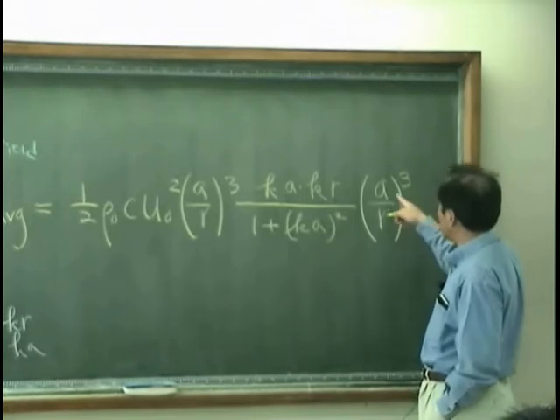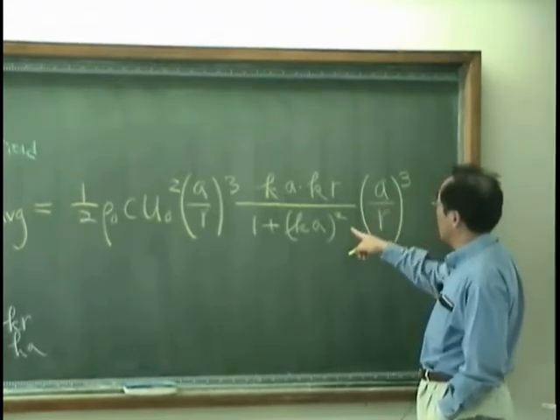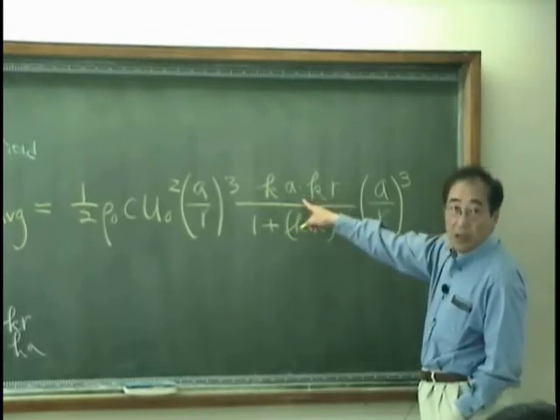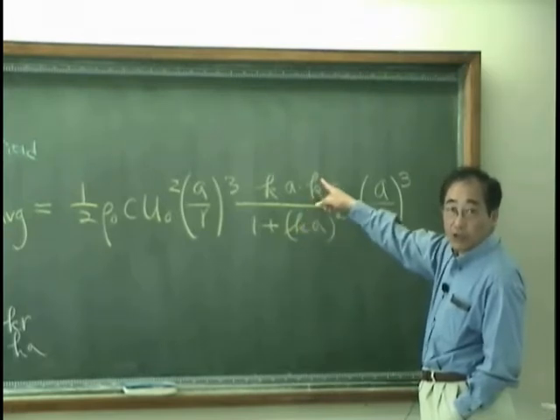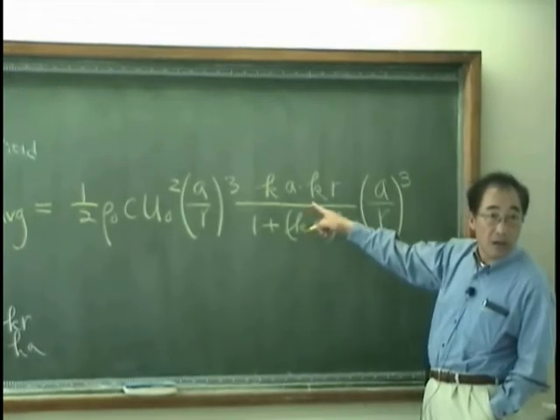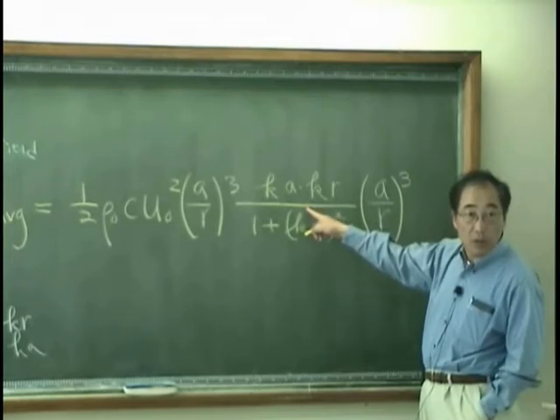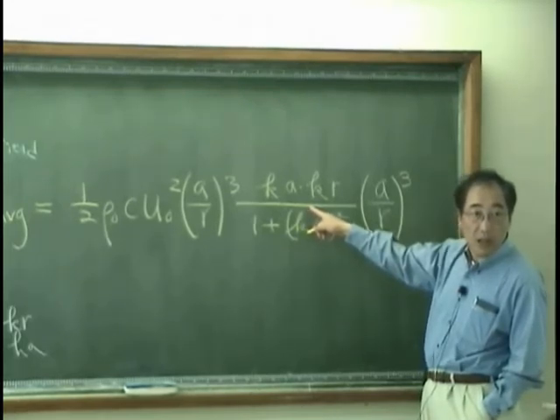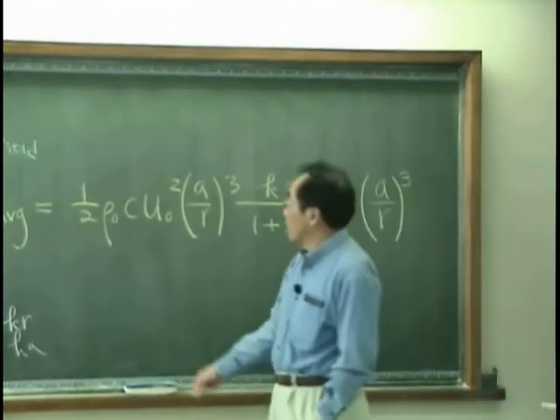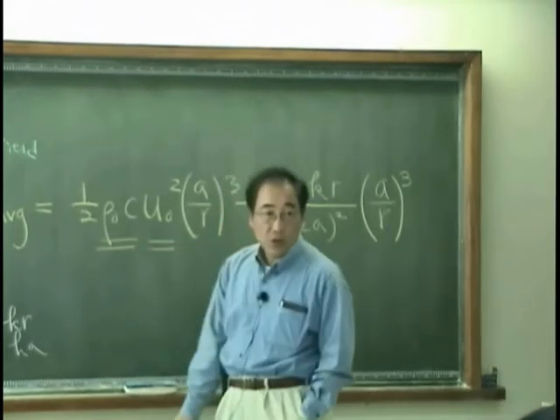Then I want to use another A to eliminate that one. Okay? Then I have K square, and I have 1 over here. Right? Is it a good expression? Or do you want to have another expression? Okay, this is rho 0 C, and this is U 0 square.